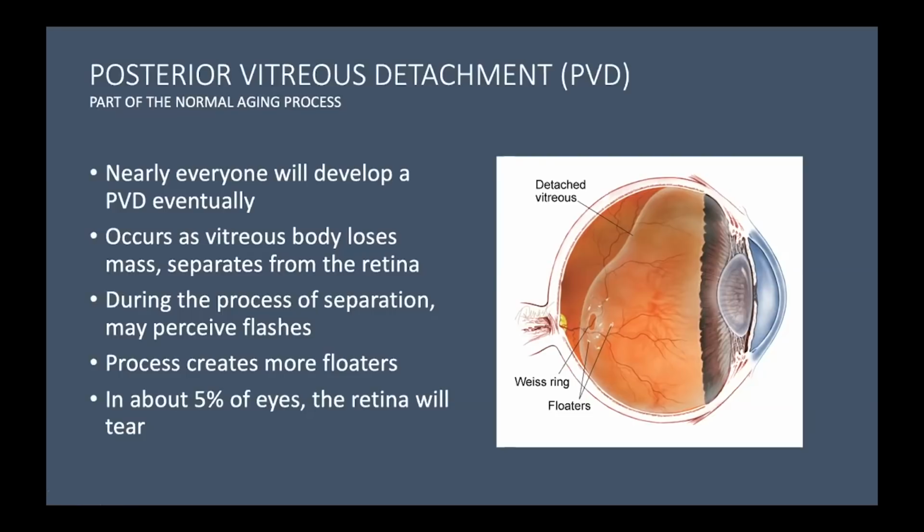During the process of separation, the patient may perceive flashes of light, which is the traction of the vitreous gel tugging on the retina as it peels away. The process also creates more floaters for most people. And in about 5% of the eyes, there can be a retinal tear, which we'll talk more about.